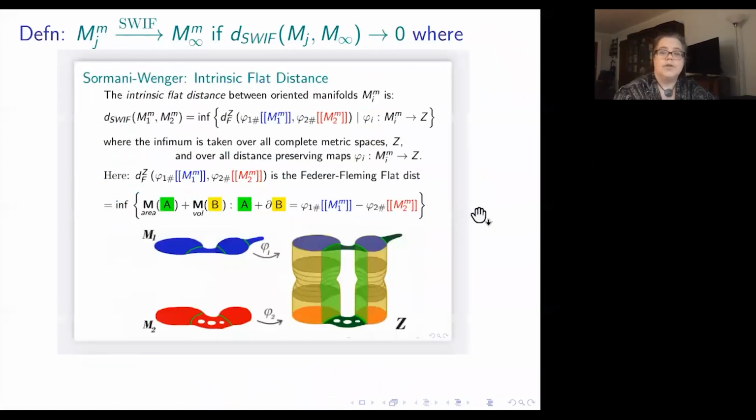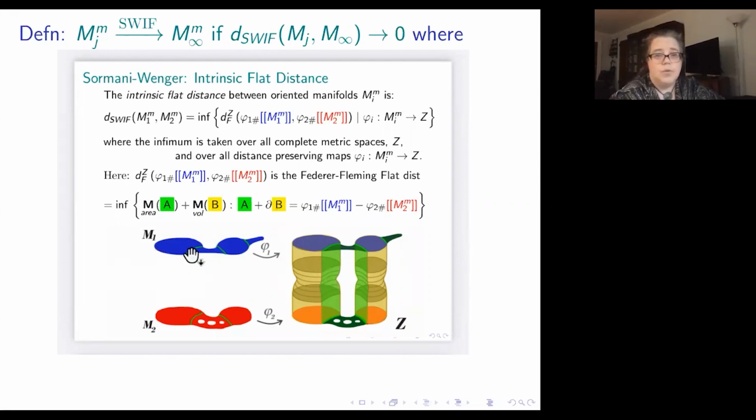All right, but what is the SWIFT convergence? So this is a much more complicated notion. So let's just try to get through it. It's not too bad. It's a notion from geometric measure theory. So Stefan Wenger and I defined this a number of years ago. And basically what we do is we take what we call the SWIFT distance, or intrinsic flat distance, between two oriented Riemannian manifolds of the same dimension.